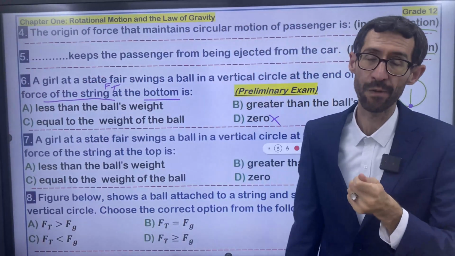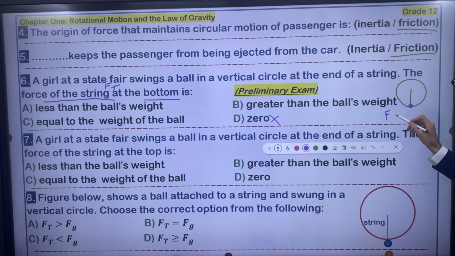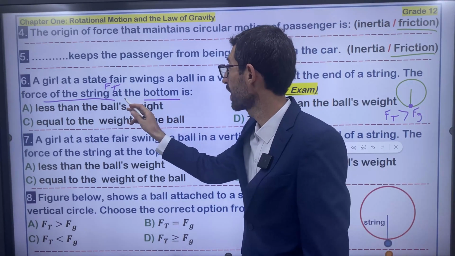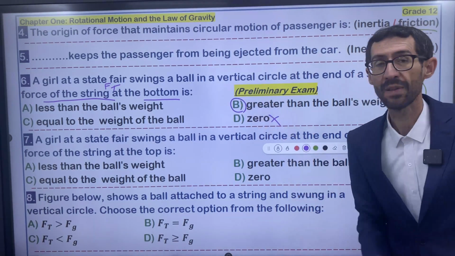I'm gonna give you a key for recognizing the true answer in a split second. How do you guess the correct answer? Let me tell you. At the bottom of the path, always Ft is greater than Fg. Keep in mind that at the bottom of the path, always the tension of the string is greater than the weight of the ball. Fg means weight of the ball. So which option is true? Ft less than the ball's weight? No. Greater than the ball's weight? Yes. So this option is true.